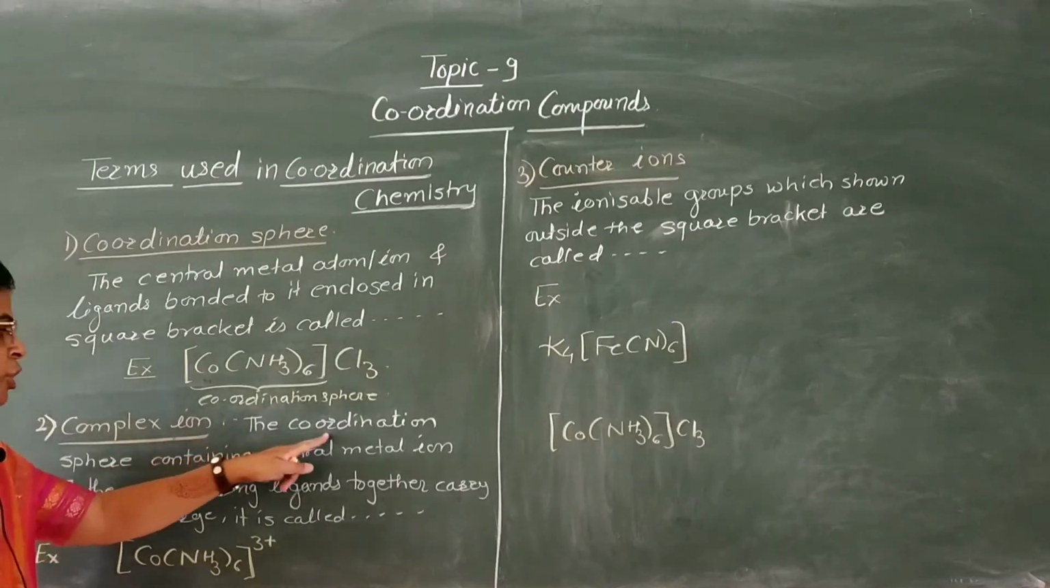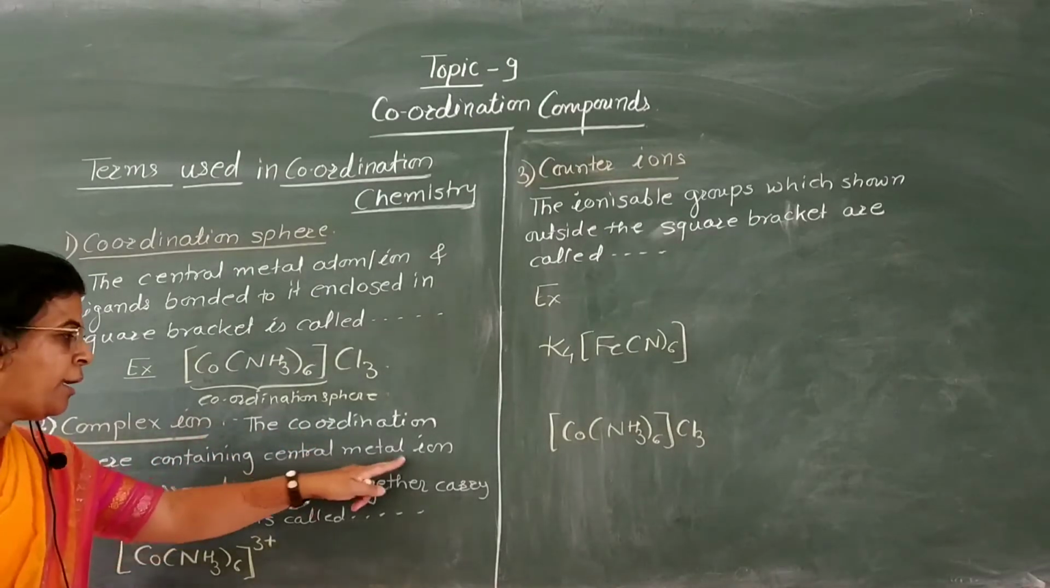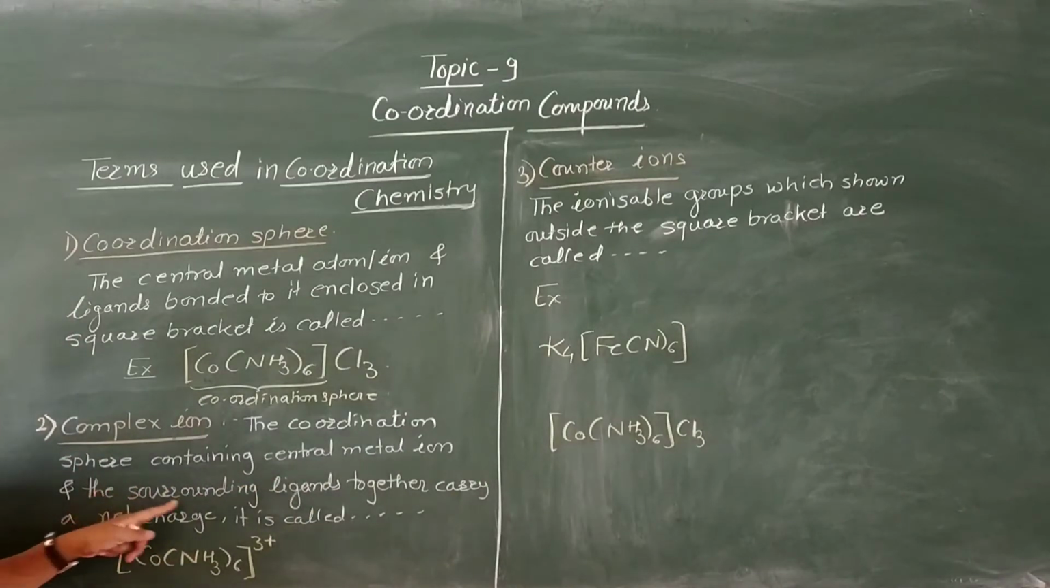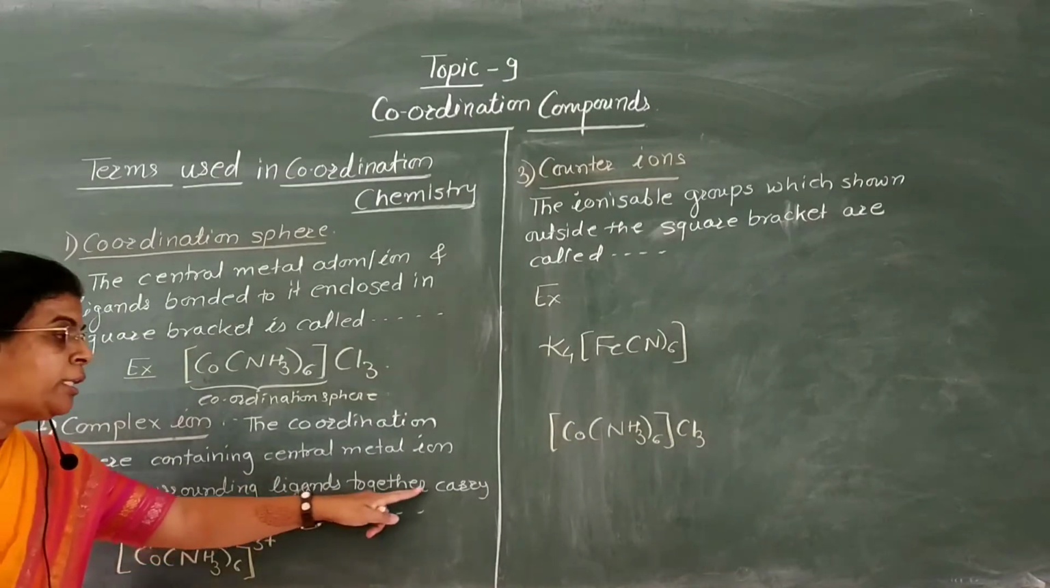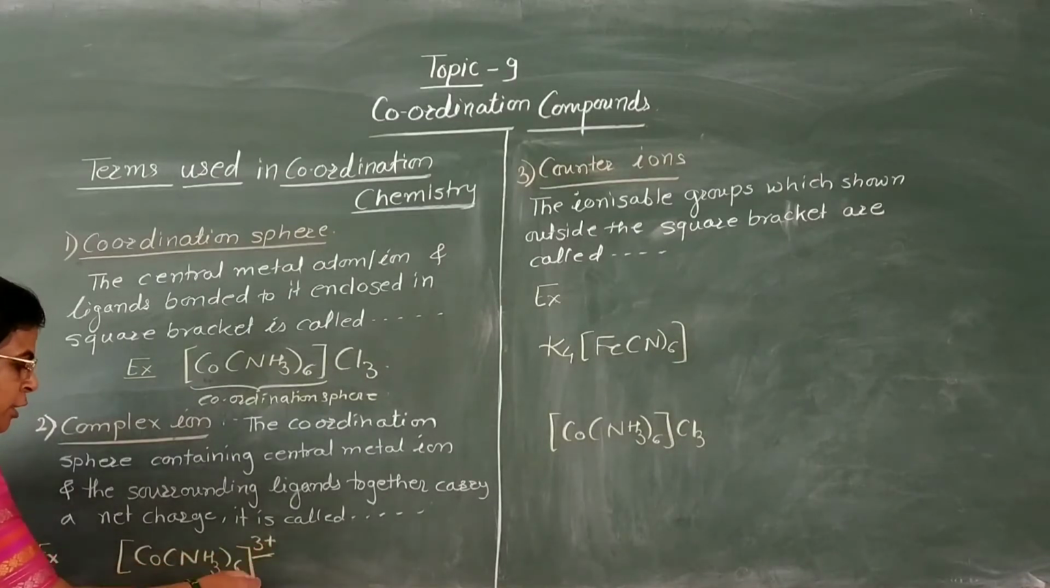The coordination sphere containing the central metal ion and the surrounding ligands together carrying a net charge is called a complex ion. Now here this Co(NH3)6, this is a coordination sphere, and this coordination sphere carries 3 plus charge. Therefore it is called a complex ion. This is a complex ion.